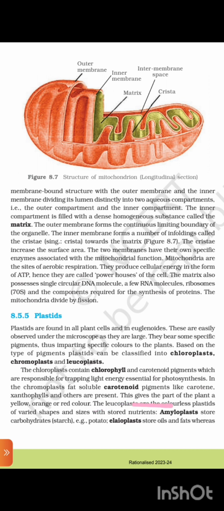The leucoplasts are the colorless plastids of varied shape and size with stored nutrients. Amyloplasts store carbohydrates, starch, for example potato.